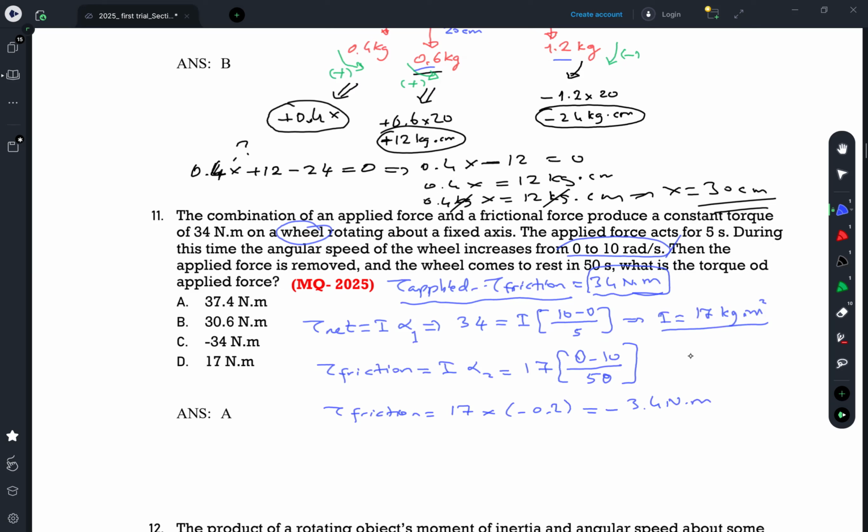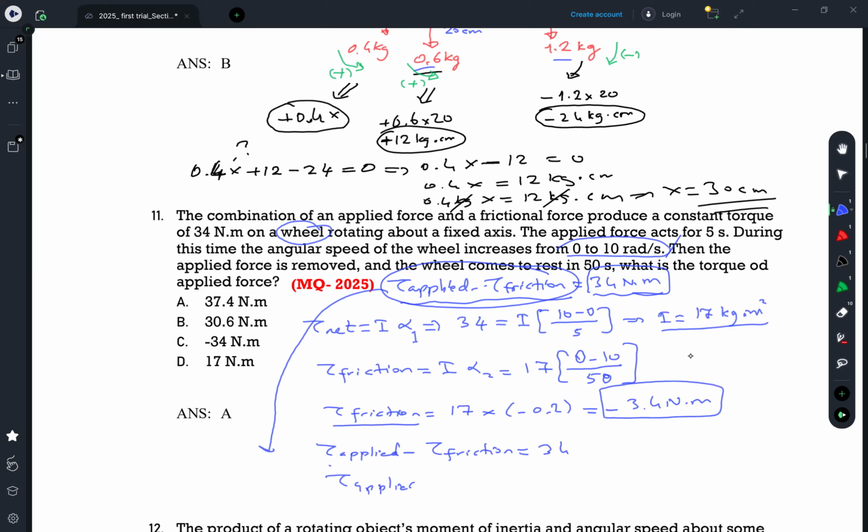This is the one which is asked in the book. They ask in the book, what is the torque of friction? But this question goes one step forward, and this time asks, what is the applied torque? So I can use this. I know that applied torque plus friction torque is equal to 34. And torque of applied force minus torque of friction, because they act in opposite directions, is equal to 34 Newton. So applied torque is the question in here now.